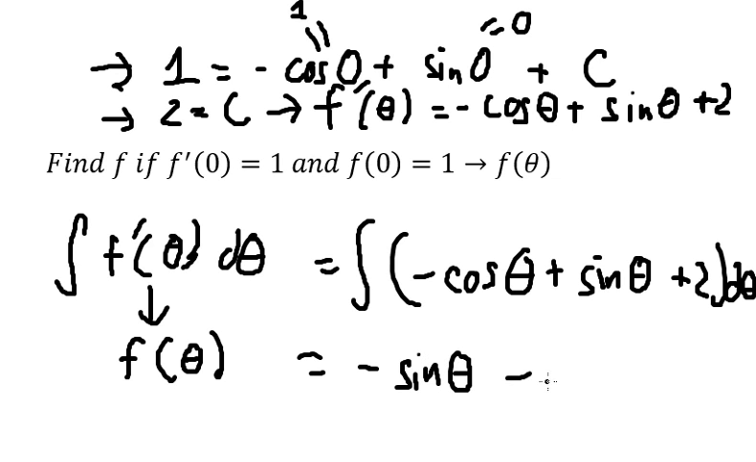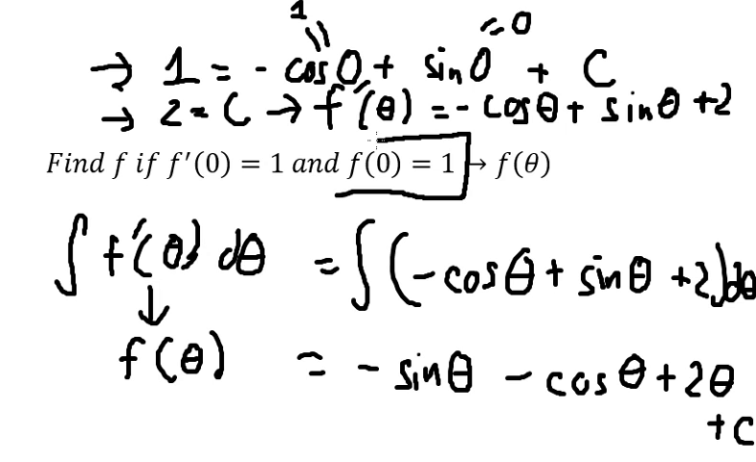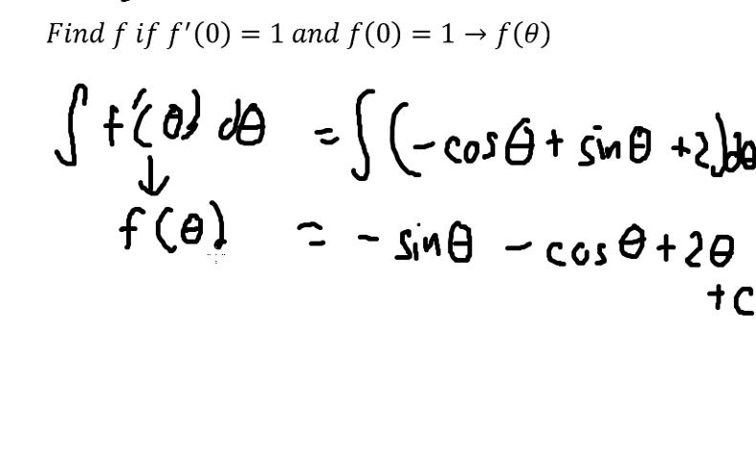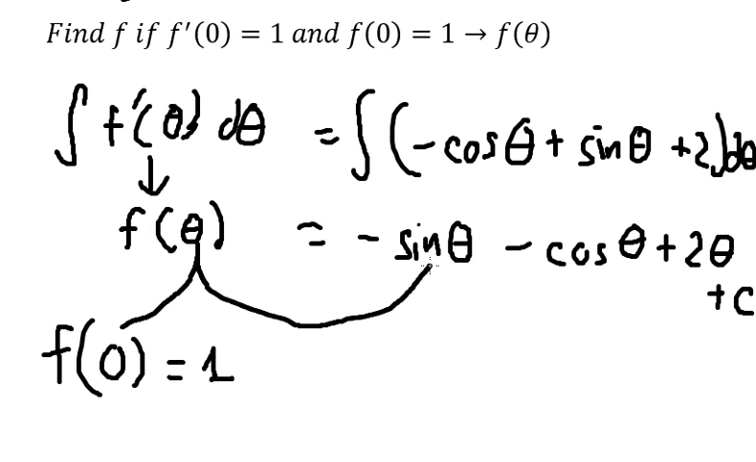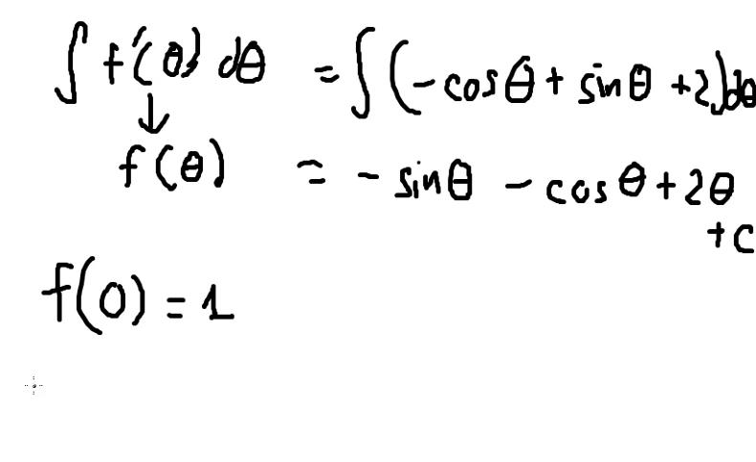This one, we have negative cosine theta. 2, we have 2 theta. And we have c here. Now we have the condition. That's c in here. So we put 0 on here. And we have 1.